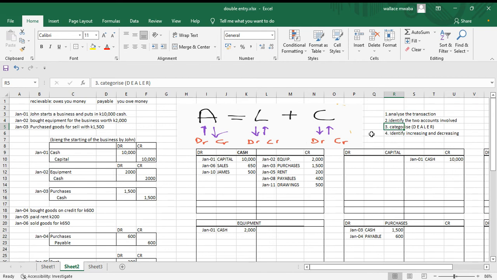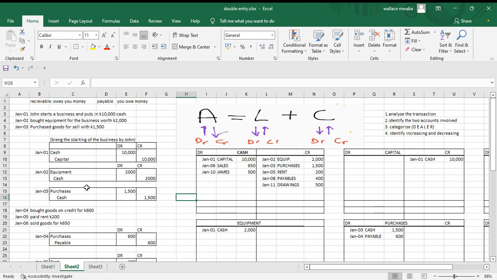Then let's identify which one is increasing and decreasing. Our equipment account is increasing, so we debit our equipment account 2,000. We are paying money, so cash is reducing. We have a reduction in our asset, which is cash, so we credit cash 2,000. Then the double entry: we debit equipment 2,000 and we credit cash 2,000.